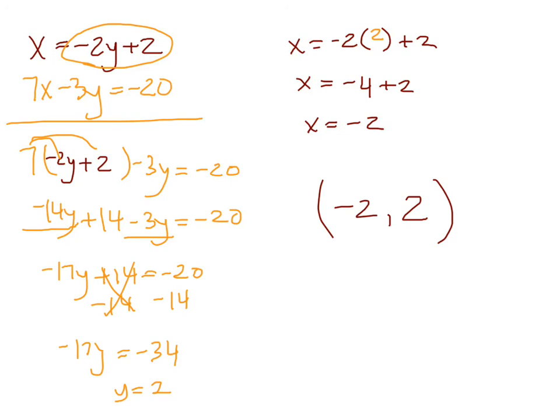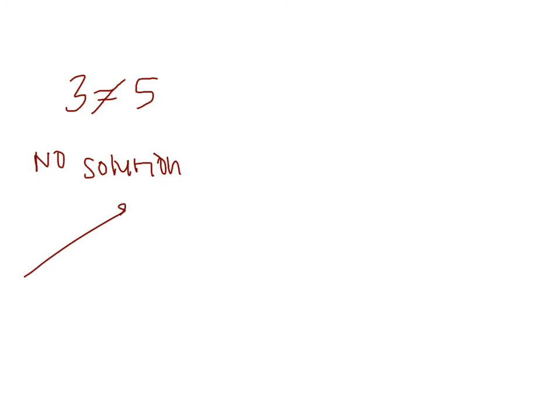Now quickly, I just want to look at a couple special situations. If you are ever solving by substitution and you come up with an answer that looks something like 3 does not equal 5, that is not true. What that means is that there is no solution. There's no point where those two lines are going to cross, because those two lines are parallel and they go on forever at the same slope. So the answer to something like that would be no solution.